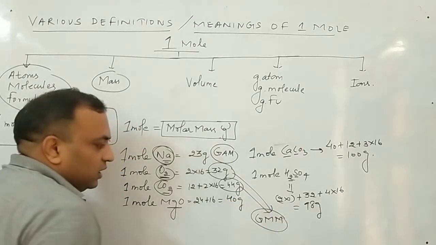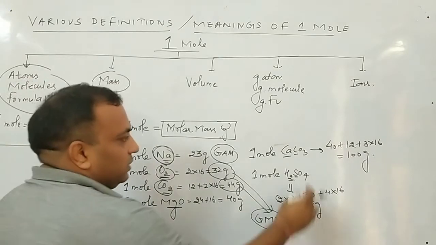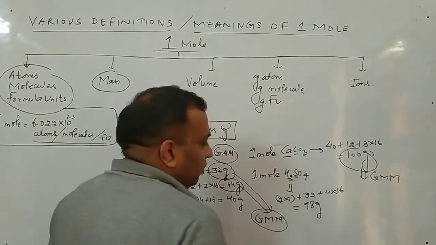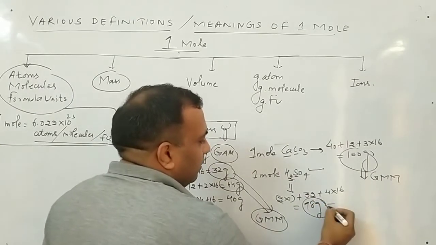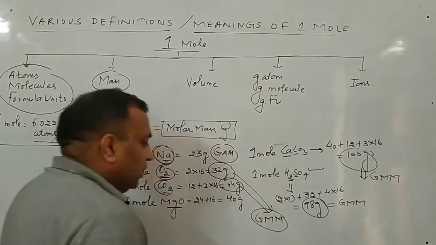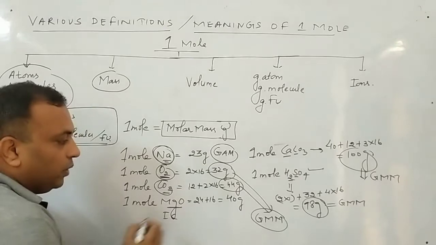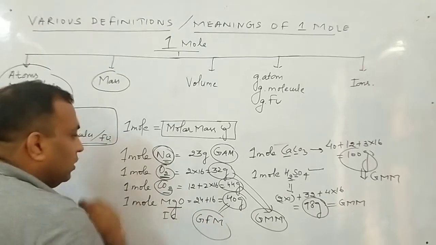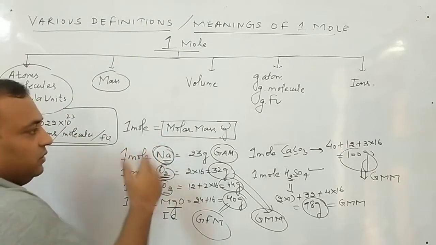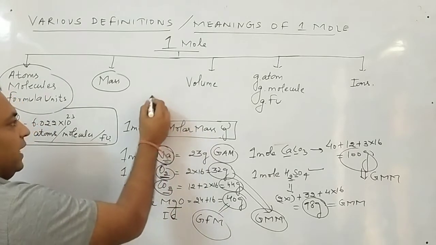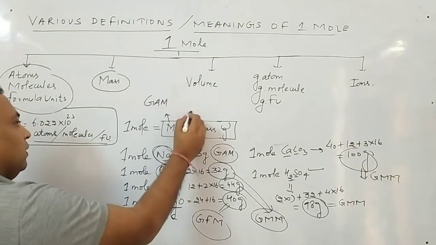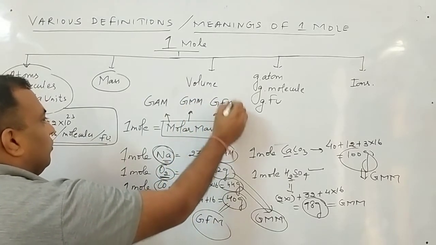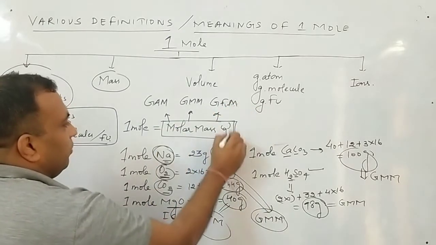Just understand. What are these? Gram molecular mass. Similarly, CaCO3, 100 we have calculated. This is also gram molecular mass. H2SO4, 98. This is also gram molecular mass. And last, MgO is ionic compound. So the mass of MgO, 40 gram, is gram formula mass. What does it mean? It means that your molar mass is of 3 types. Either it will be gram atomic mass, it will be gram molecular mass, or it will be gram formula mass. The collective term is molar mass.